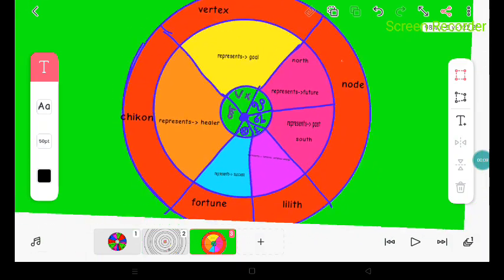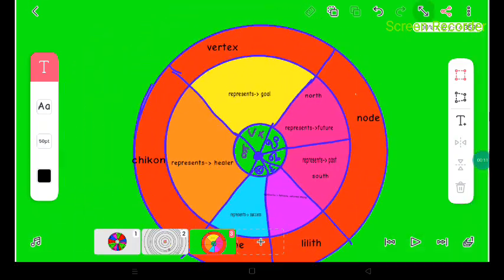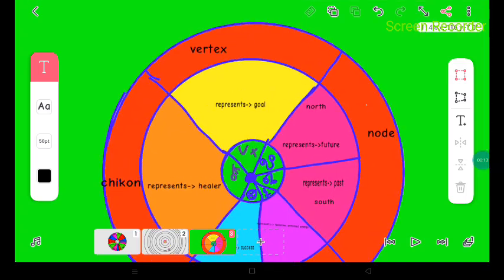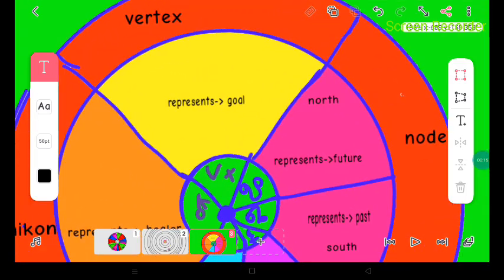Today we're gonna be learning about the vertex, Chiron, fortune, Lilith, and the nodes in astrology. So let's start with the vertex.